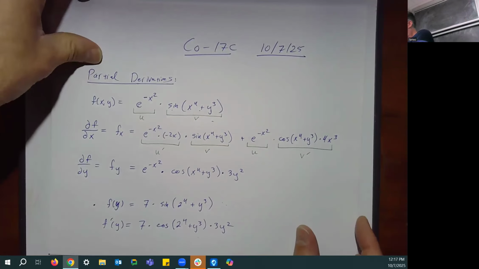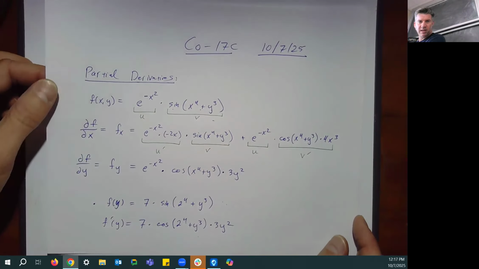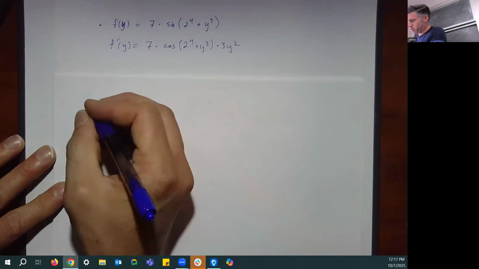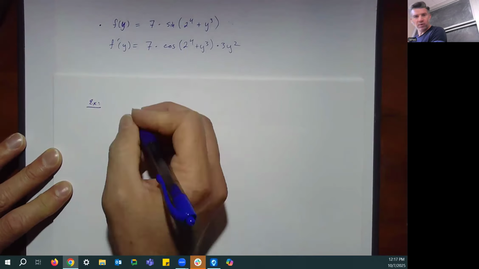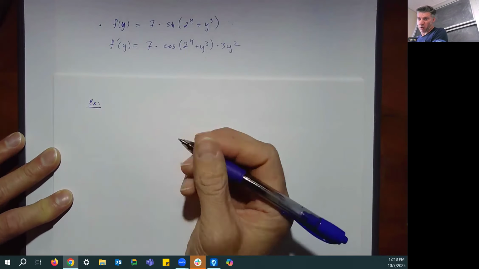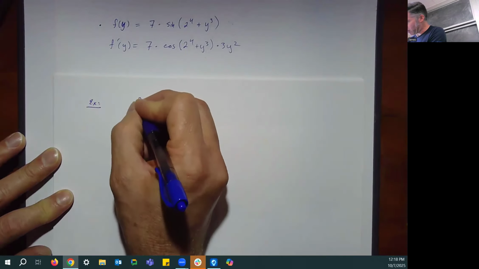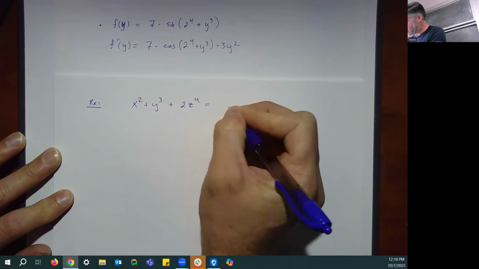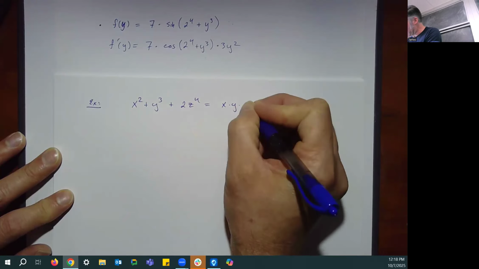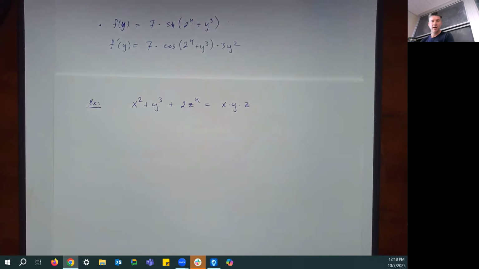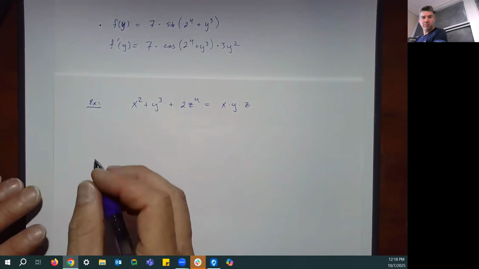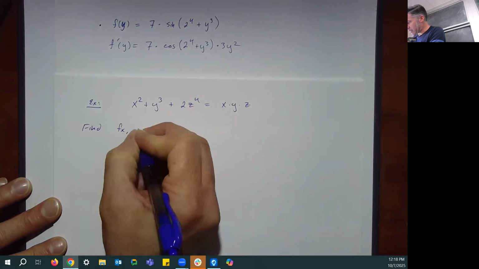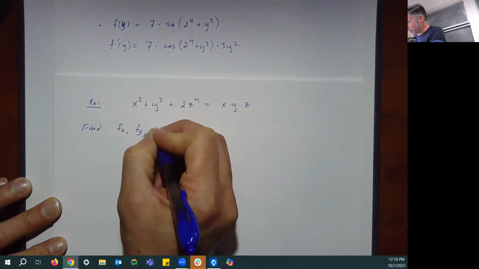Interesting. So there is something else I want to mention that's related to this, but it's a little bit different. So let's say we had something like the following. Let's say we have not a function, but an equation. Let's say we have x squared plus y cubed plus 2z to the fourth equal to x times y times z. And we're asked to find fx, fy, and fz.